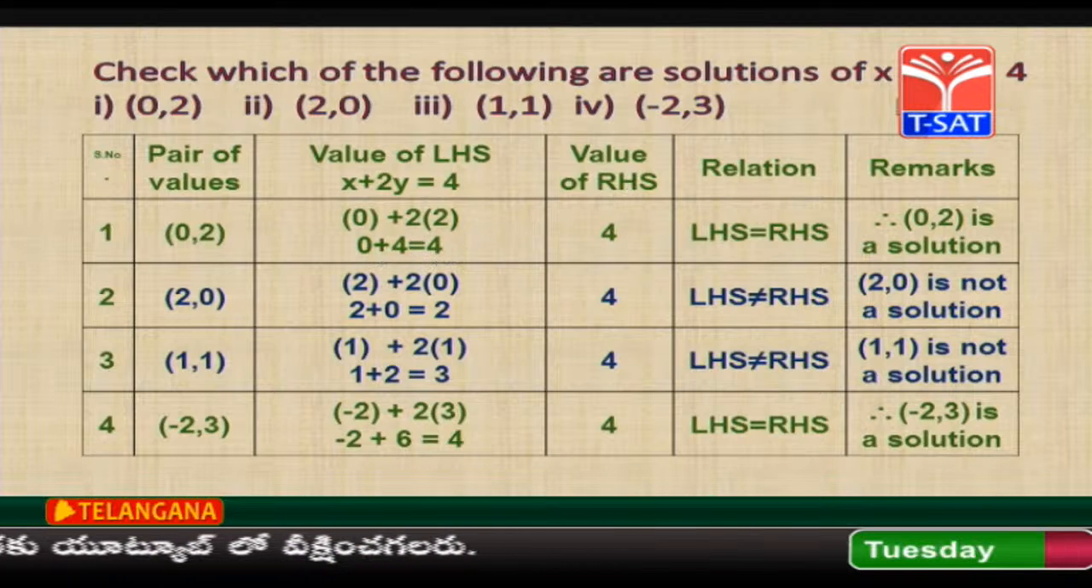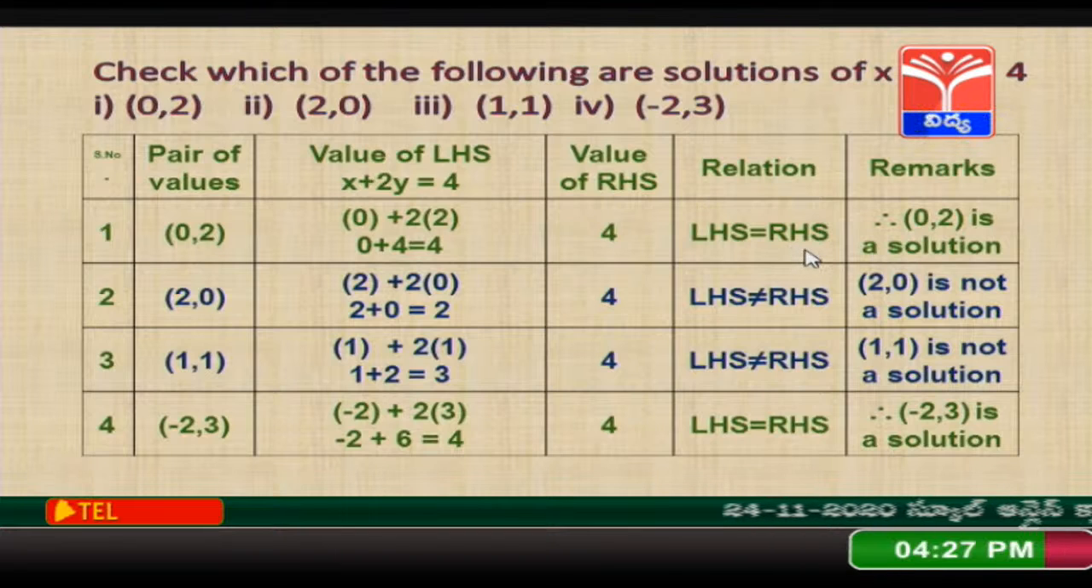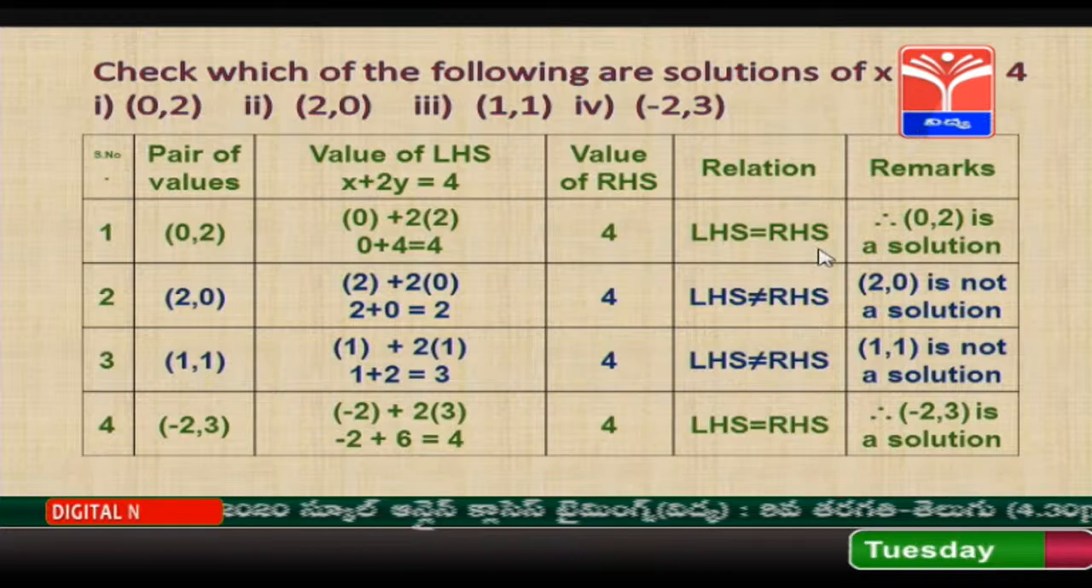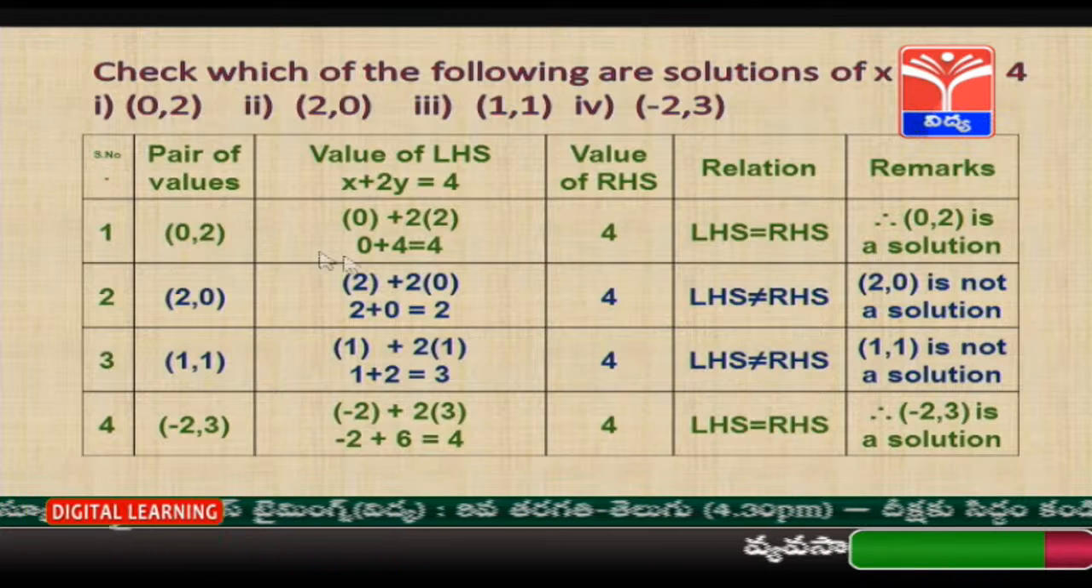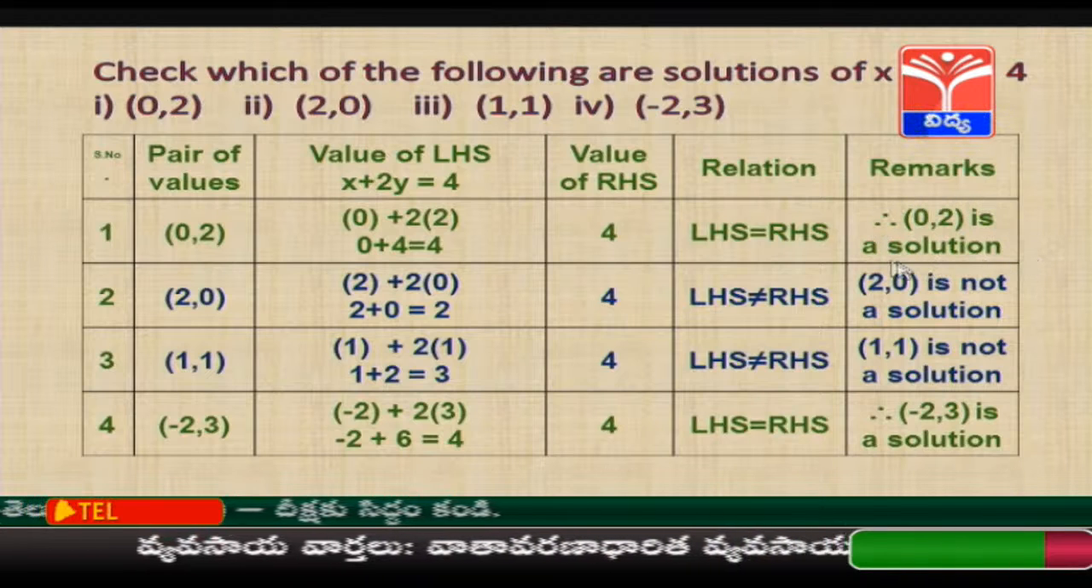and right side you have 4. Are both equal or not? That means left hand side is equal to right hand side. So, when left hand side is equal to right hand side, it means it is satisfying. If it is satisfying, what you can say is that 0 comma 2 is the solution of the given equation.